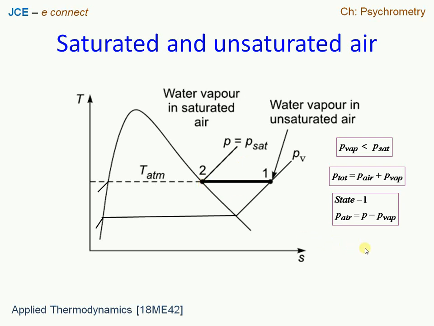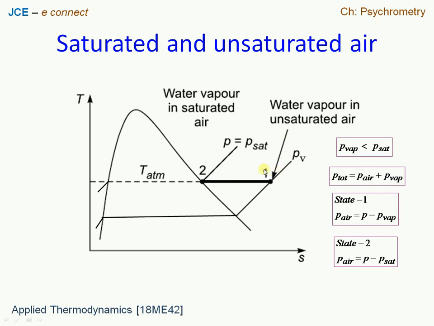Therefore for state 2 we can write the same equation for total pressure and rearrange it. The only difference is that we now equate the partial pressure of vapor to the partial pressure at saturated condition for the sample. So then the partial pressure of dry air will be equal to the total pressure minus the saturation pressure of the sample. Likewise we can express at state point 1 what the condition of the partial pressures is. So this is about saturated and unsaturated air.